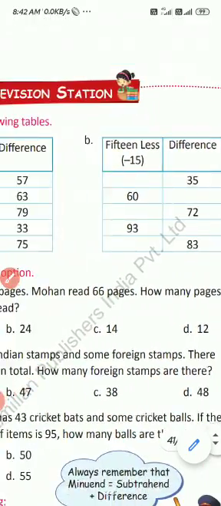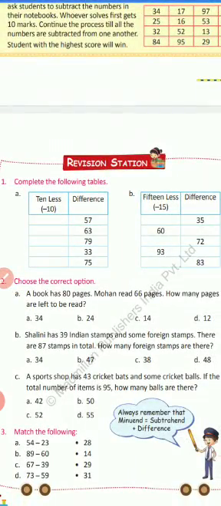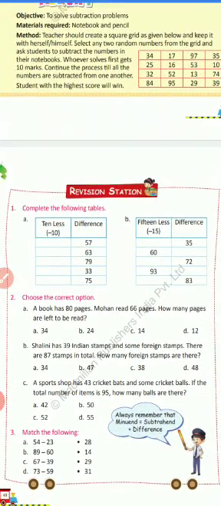Okay. So next question is question number 2. Choose the correct option. A book has 80 pages and Mohan read 66 pages. How many pages are left to be read? Total there are 80 pages.